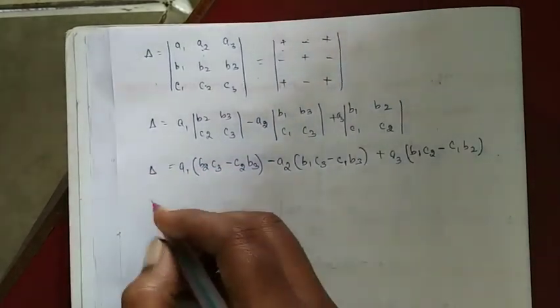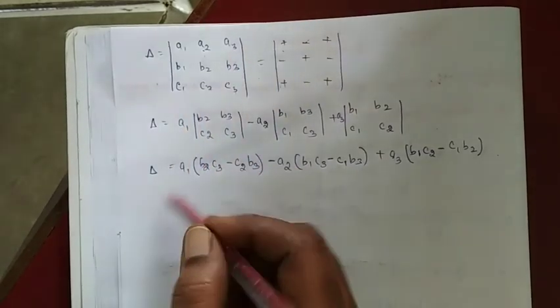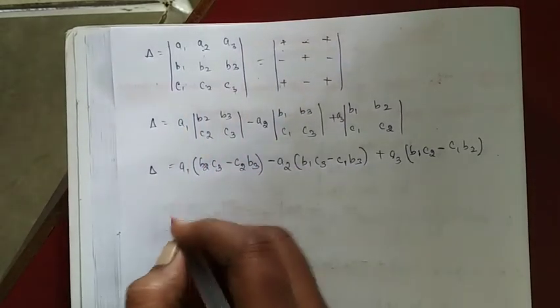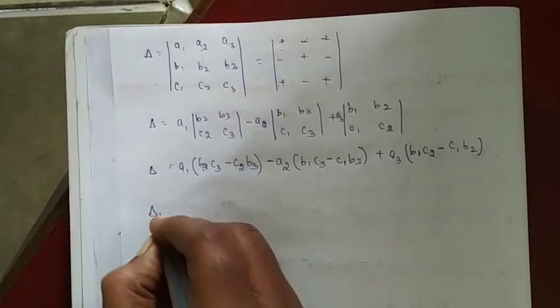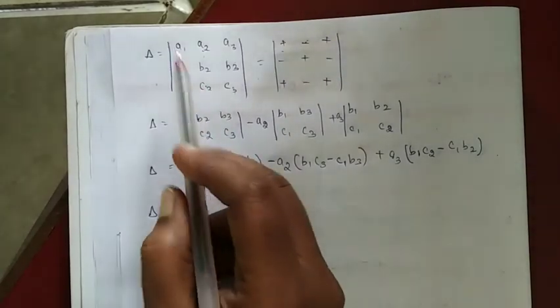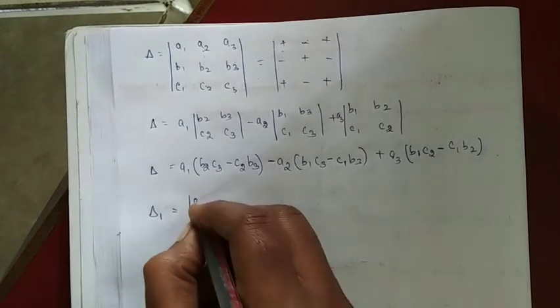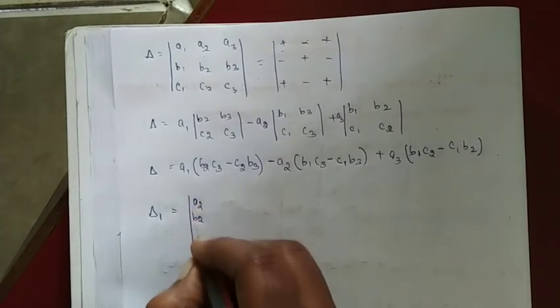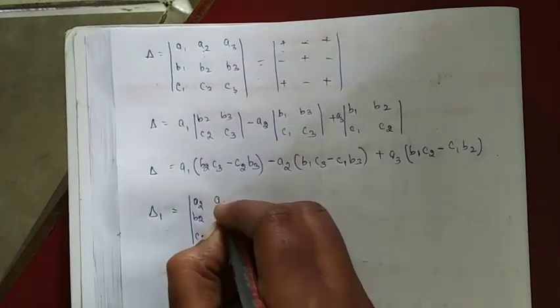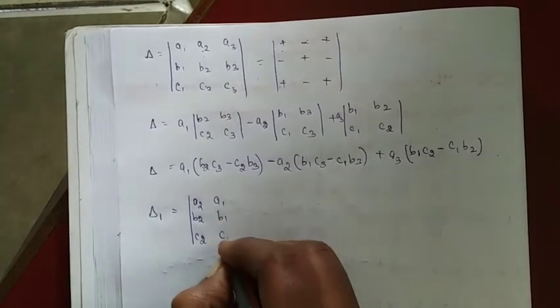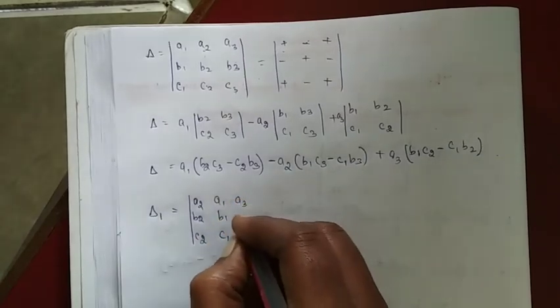Now let us interchange any two rows or any two columns here. Let us take the determinant and interchange these two rows. So A2, B2, C2, A1, B1, C1. Let this be as such.